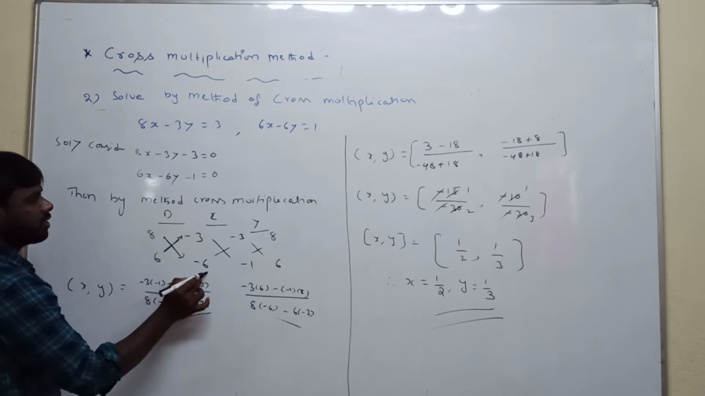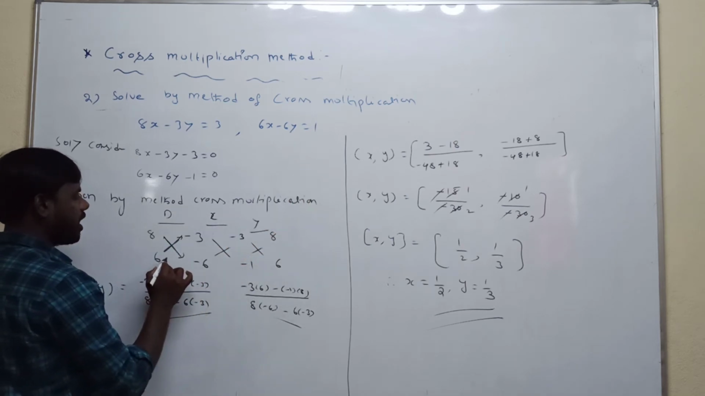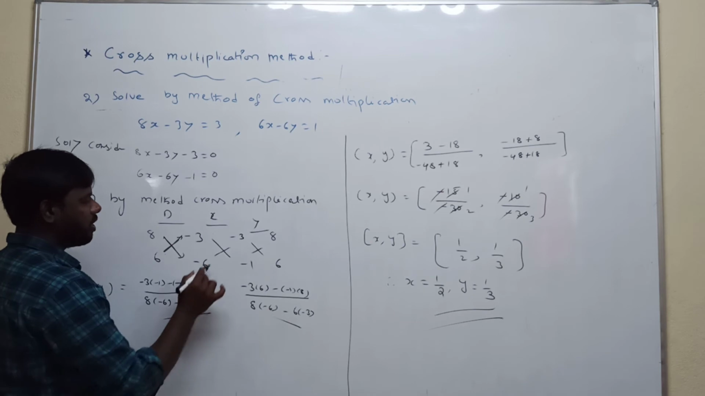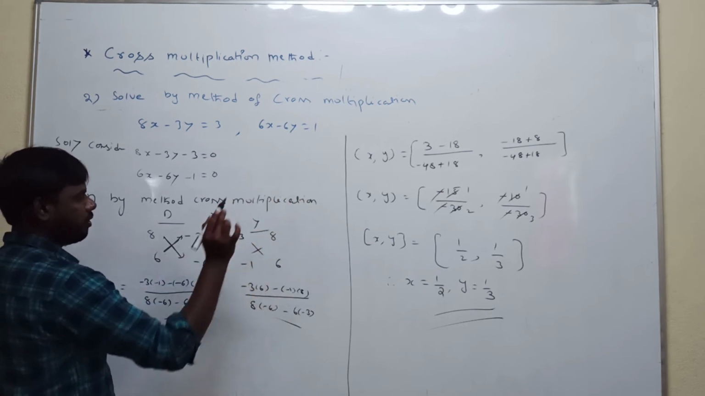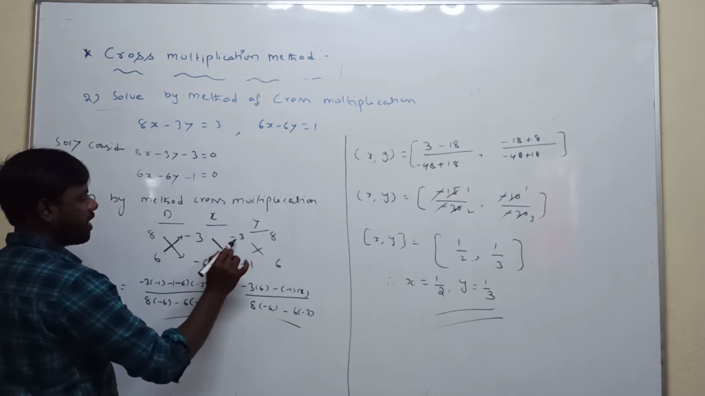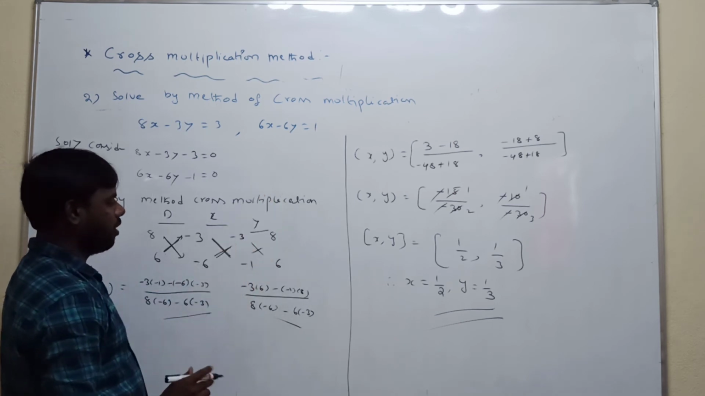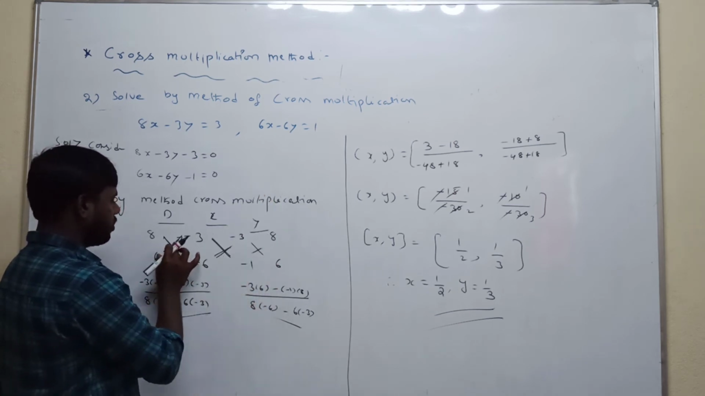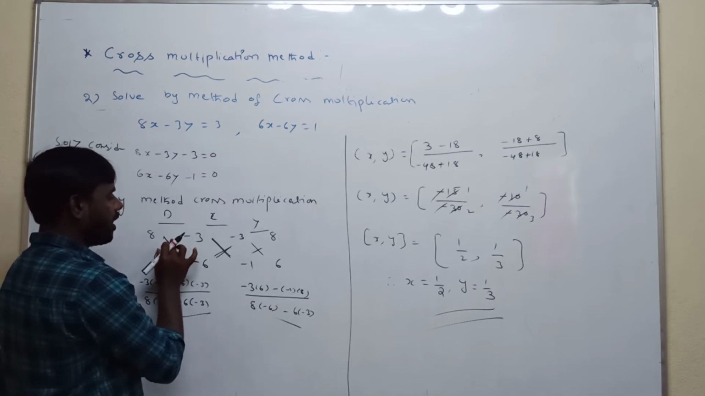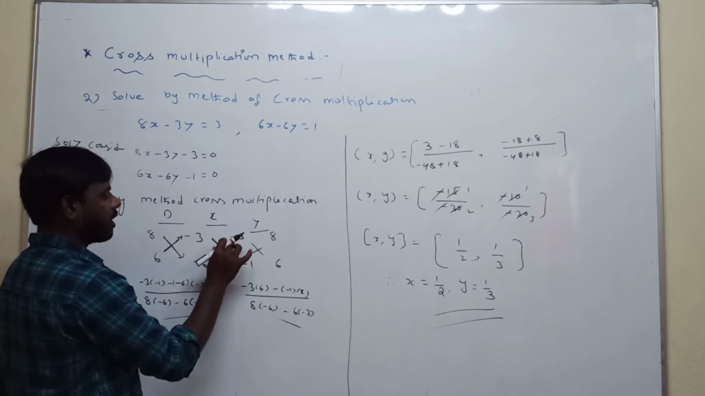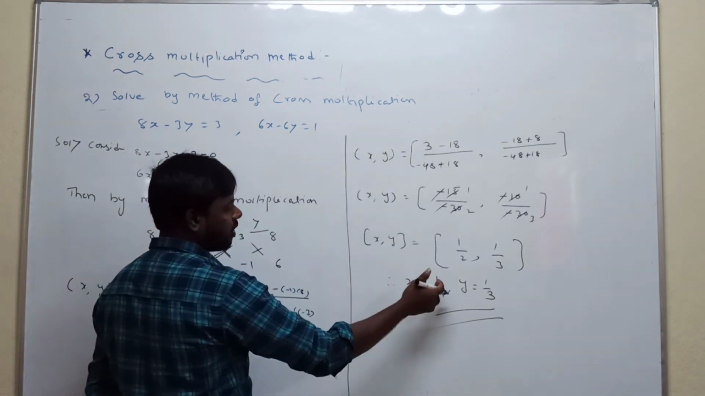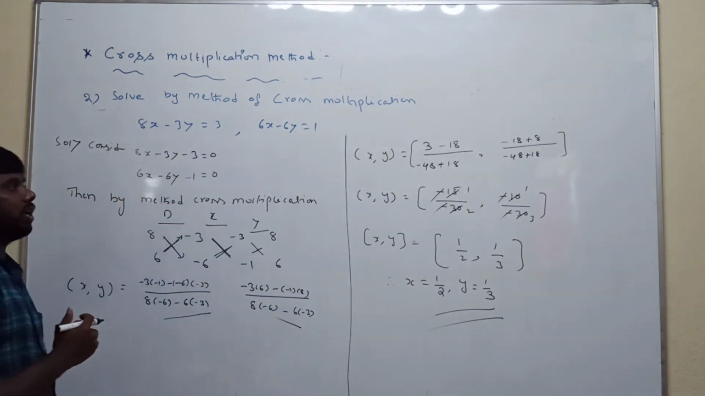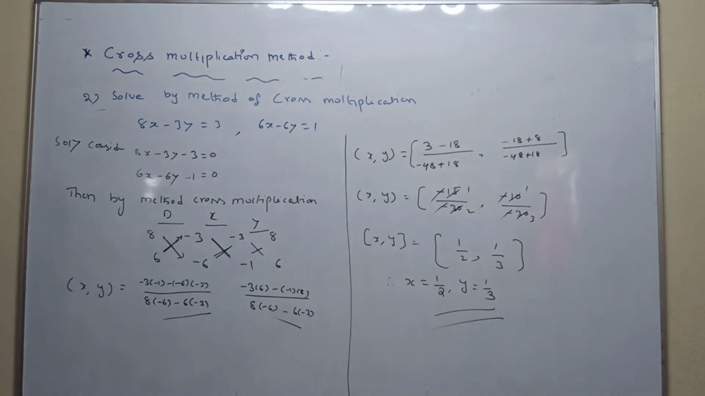8 into minus 6 is minus 48, minus into minus plus 6 3 is 18. This one you take as the x numerator: minus 3 into minus 1 is plus 3, minus into minus 6 3 is 18. This one you take as the y numerator. This one is the x and y denominator, this is the x numerator, this is the y numerator. After simplification, we get the x value and y value. Everyone understood? Is it clear?